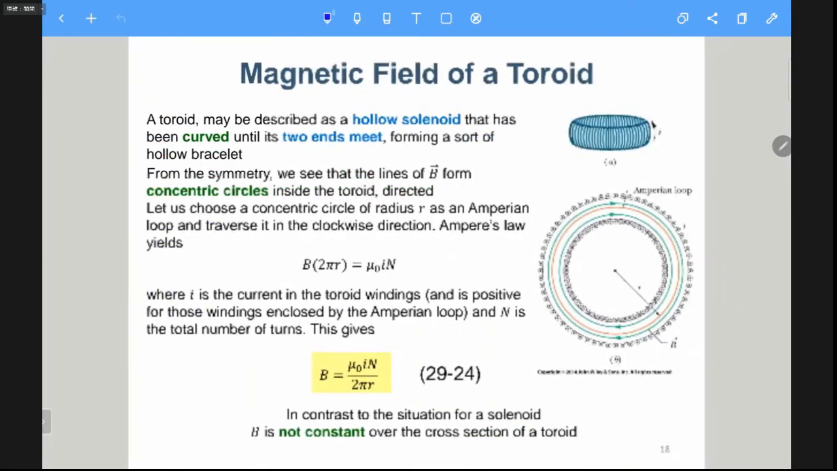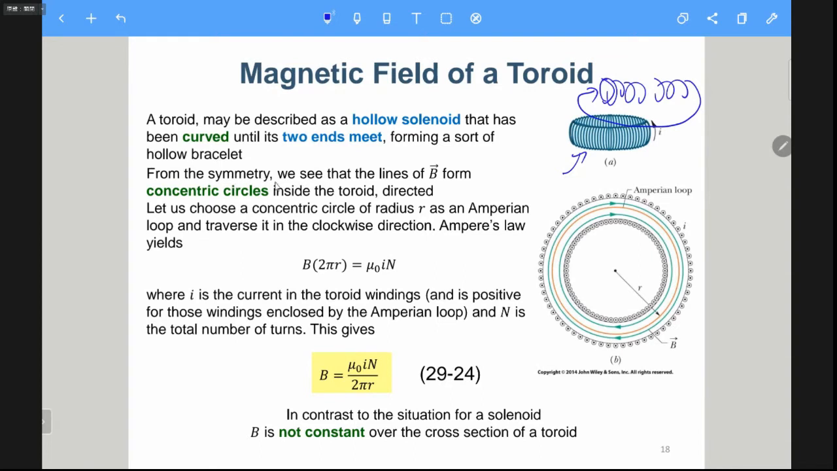Okay, so next we talk about another one called the toroid. The toroid means that originally you have a solenoid, and then you connect the end to the front, make it a loop, so it becomes a toroid. So a toroid may be described as a hollow solenoid that has been curved until its two ends meet, forming a sort of hollow bracelet, a solenoid.